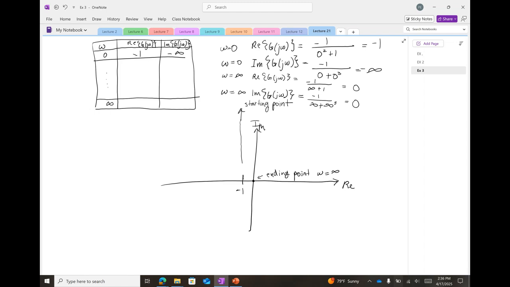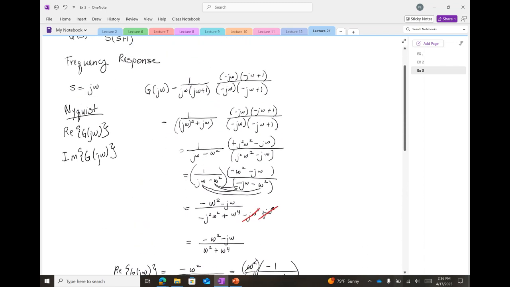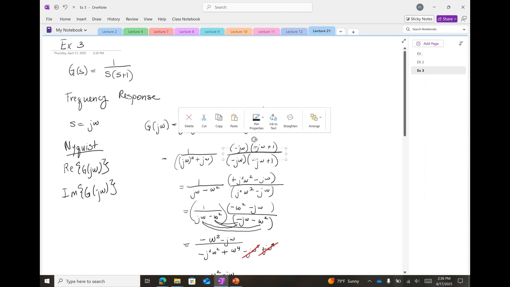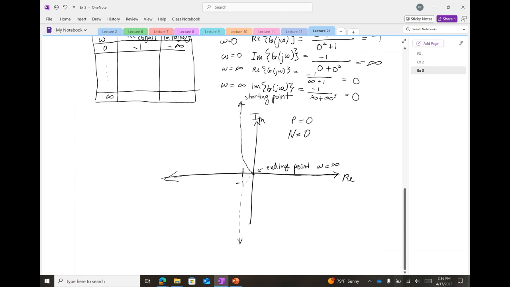Okay, so it's going to have some kind of behavior like this, and so in a reflection across the x-axis, we get the following. So this is our Nyquist diagram. So again, no rotations around 0 here. And our poles, to start with, we're at -1 and 0. So again, no poles in the right half plane. So this should be a stable system.